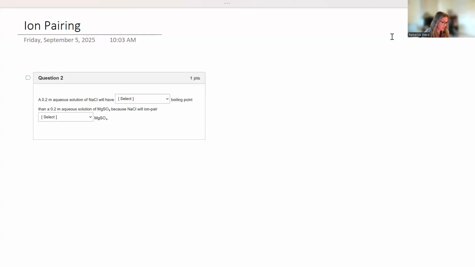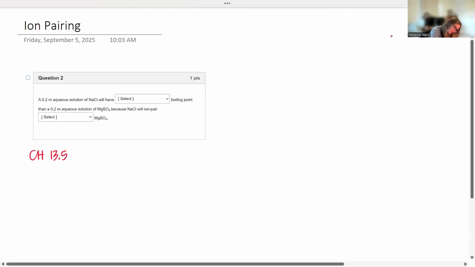All right, here's an exam style question that makes us think about ion pairing. So to remind ourselves, why do we care about ion pairing? This is in chapter 15, 13.5, on colligative properties.